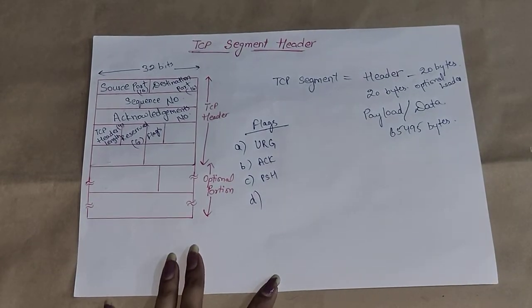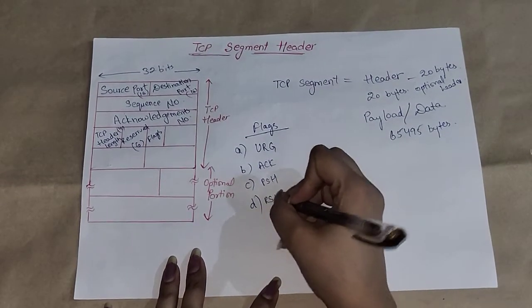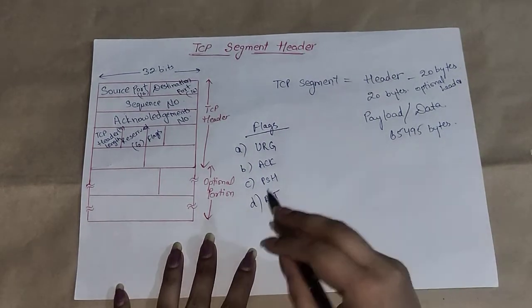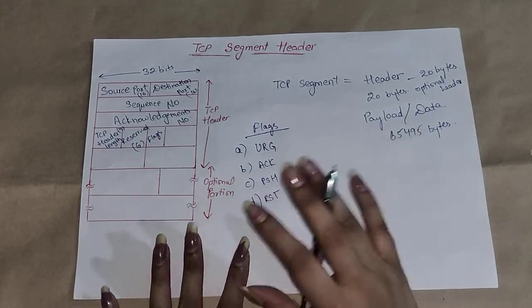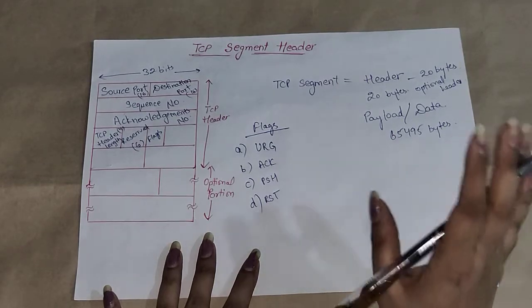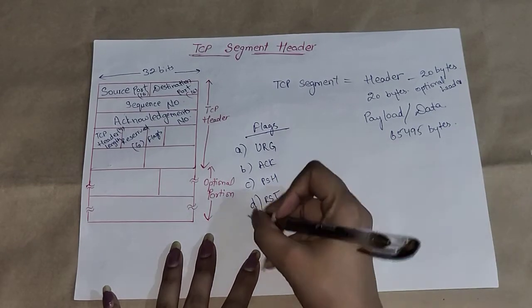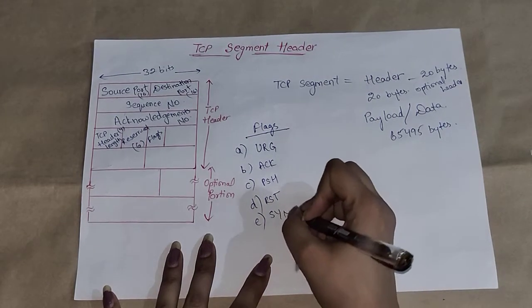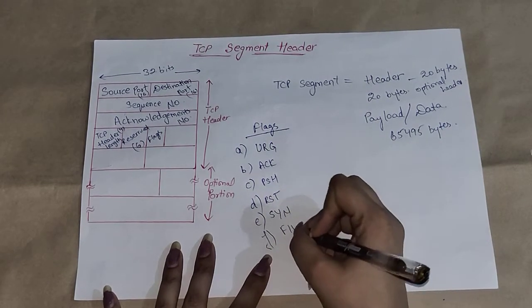Next is reset, RST. This is a flag of TCP segment that is used to reset the connection. Reset the connection means जितने पहले भी connections होंगे वो सारे release हो जाएंगे और एक दोबारा से connection establish होगा. Fine.